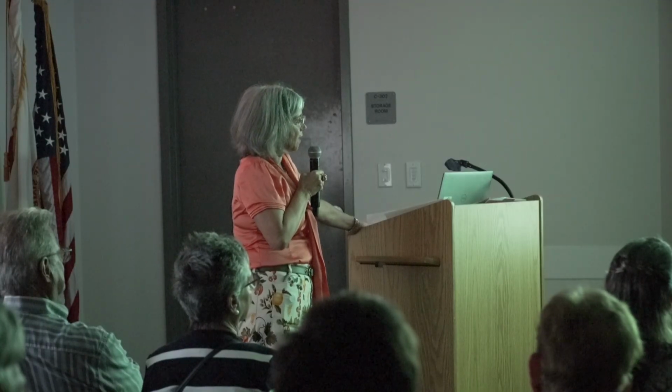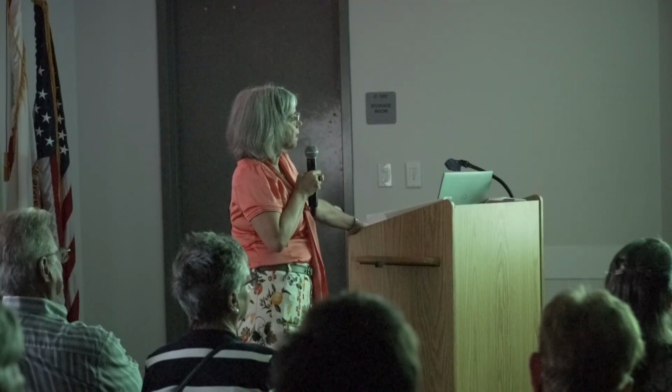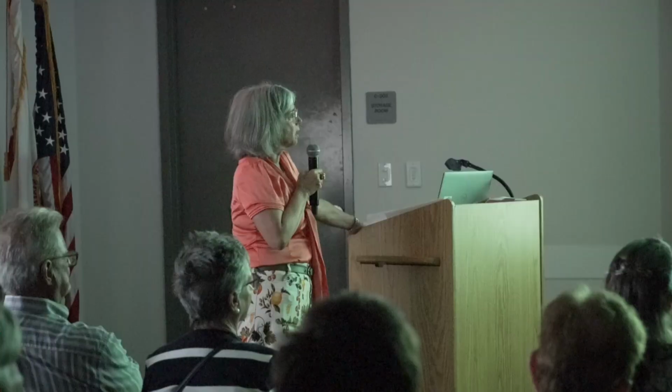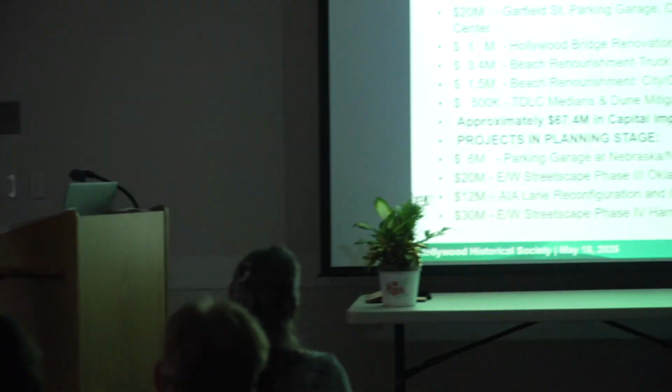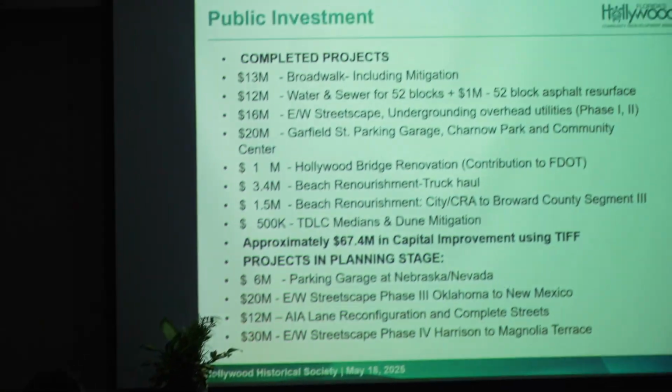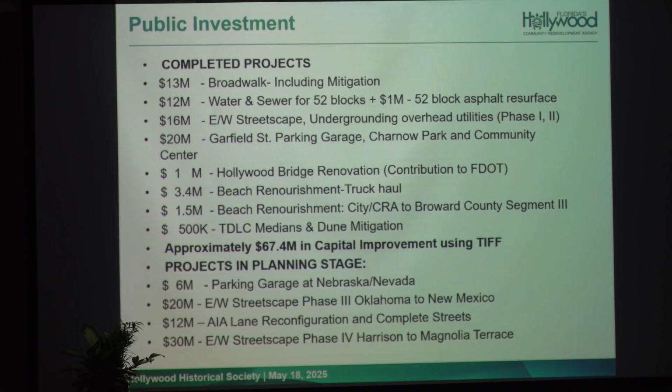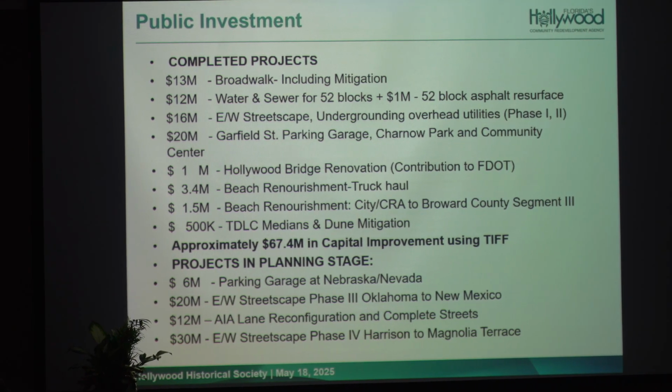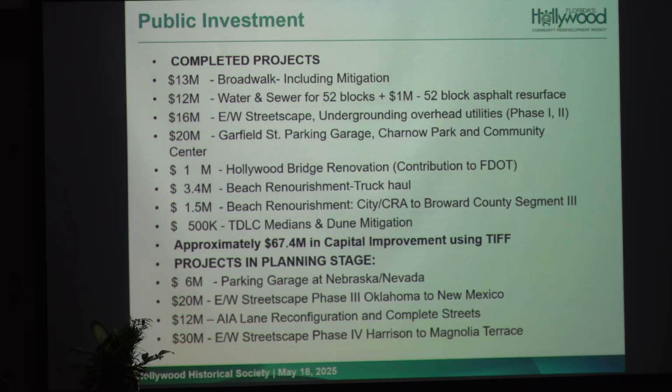$500,000 for the dune mitigation. And so approximately $67.4 million has been spent in capital improvements. However, I just realized this did not include these projects in the planning stage that have actually occurred.